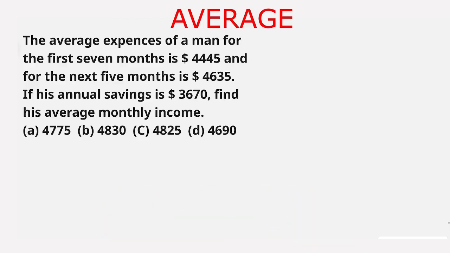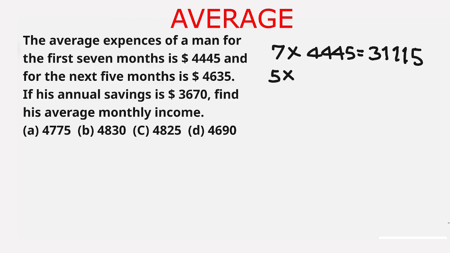The total expenses for the first 7 months is 7 multiplied by 4,445. This is equal to 31,115. And total expenses for the next 5 months is 5 multiplied by 4,635. And this is equal to 23,175. The sum of these two will be the total expenses for the whole of the year.